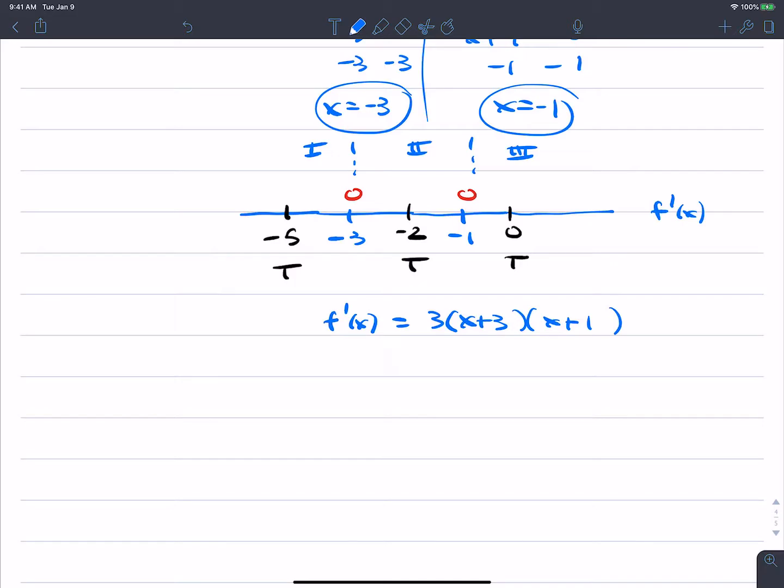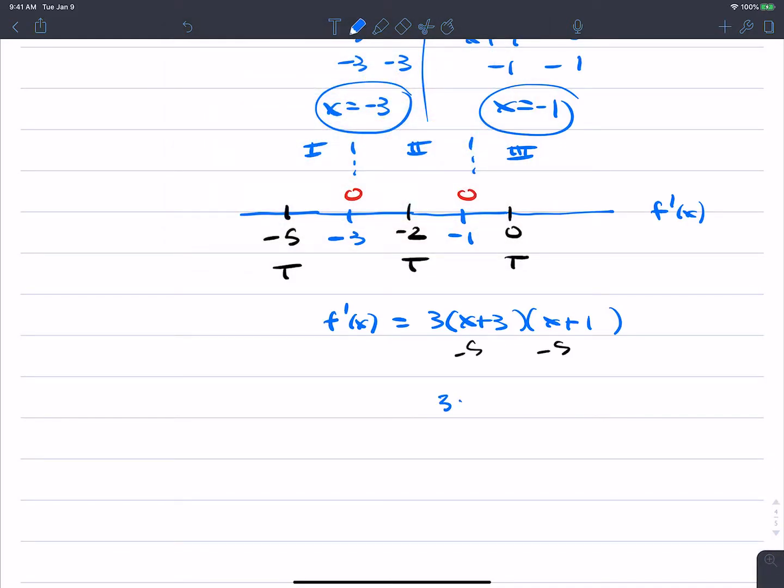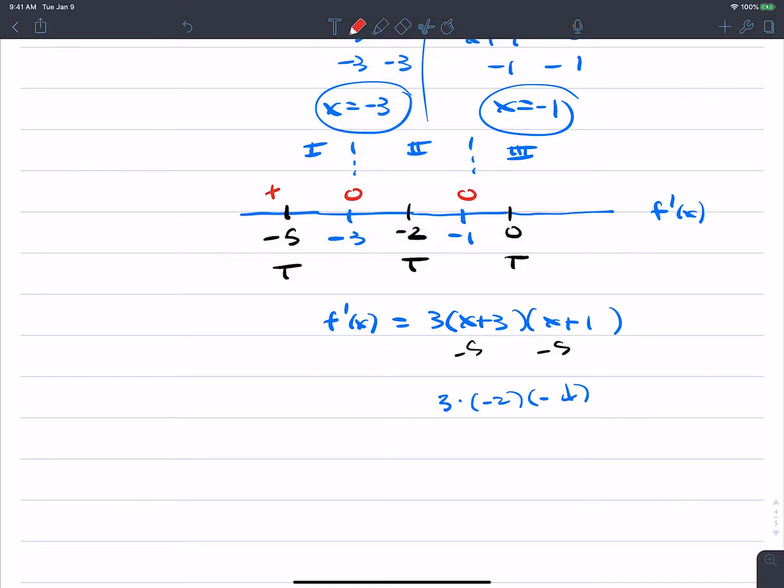I'm going to now plug in -5 here. What do you guys know about that first derivative here? Is it positive? I've got 3 times -2 times -4. I don't care about the answer, I care only about the sign. It's positive, right? Double check.